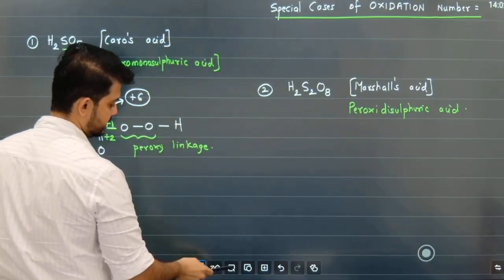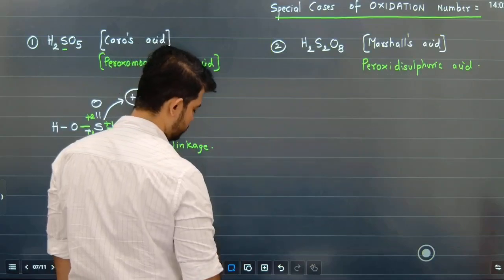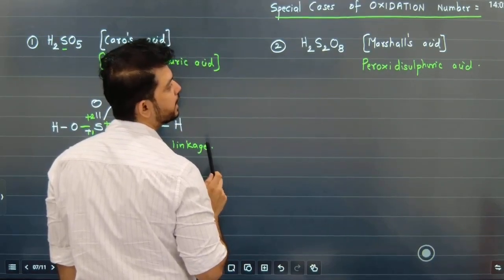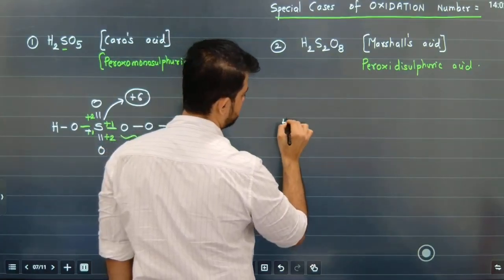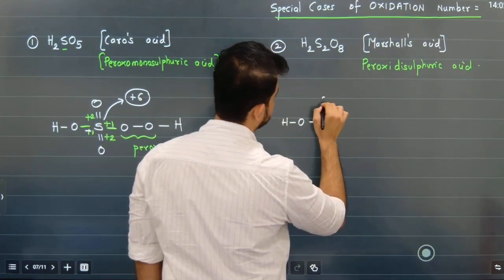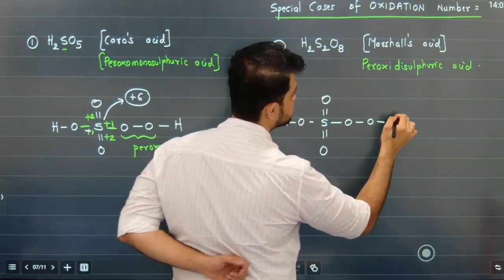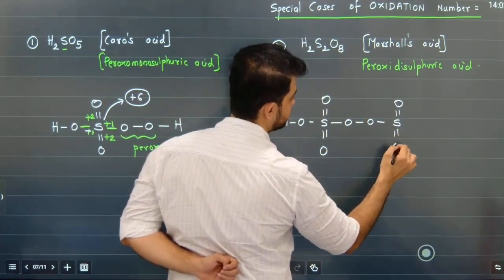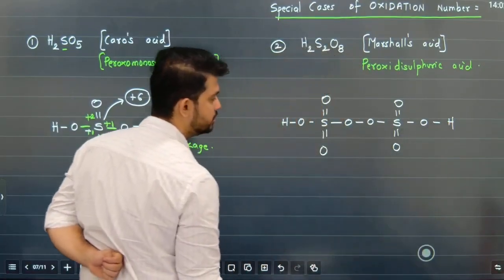Let's take the second example, Marshall's acid H2S2O8. again direct करेंगे तो हमें गलत oxidation number आएगा. Let's do it via the structure of the molecule. So the structure of the molecule again is something like this. इसमें भी there is students a peroxy linkage, peroxo linkage है यहाँ पे. Now this becomes very easy.